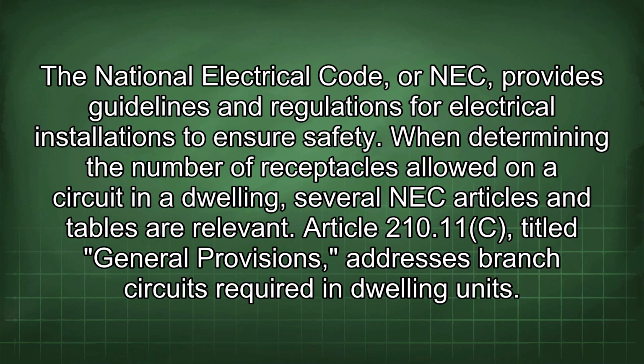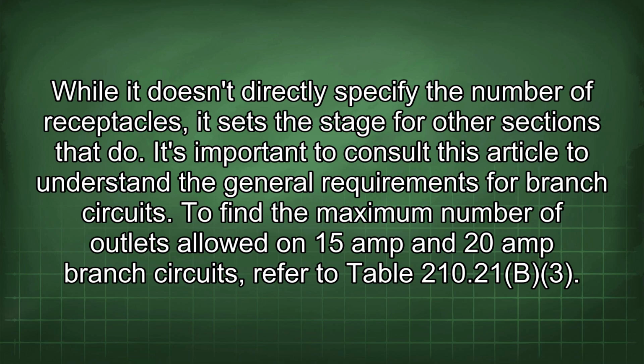The National Electrical Code, or NEC, provides guidelines and regulations for electrical installations to ensure safety. When determining the number of receptacles allowed on a circuit in a dwelling, several NEC articles and tables are relevant. Article 210.11(C), titled General Provisions, addresses branch circuits required in dwelling units. While it doesn't directly specify the number of receptacles, it sets the stage for other sections that do.